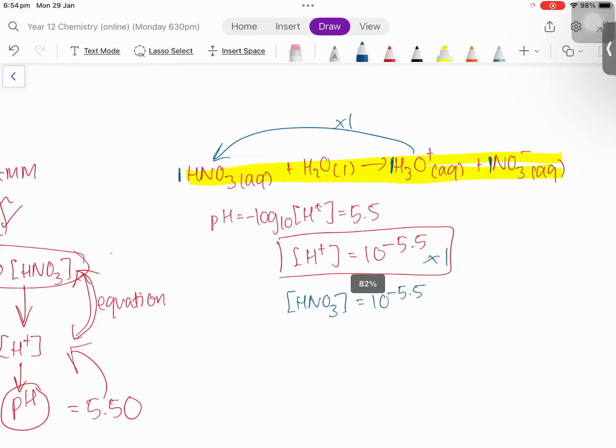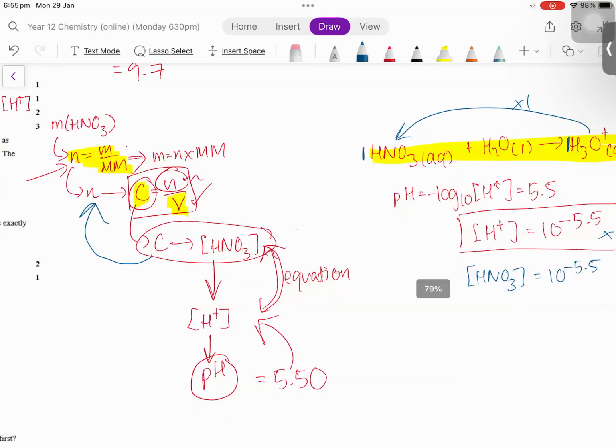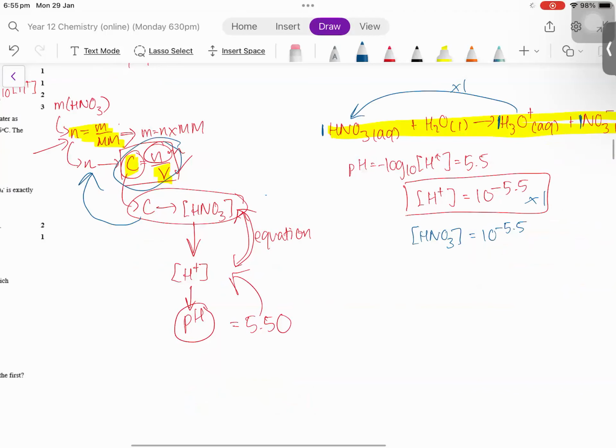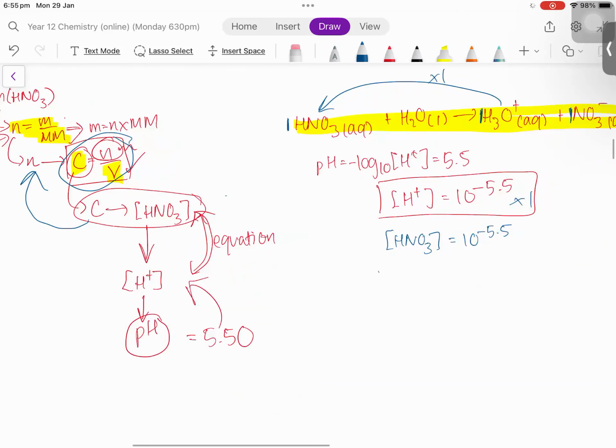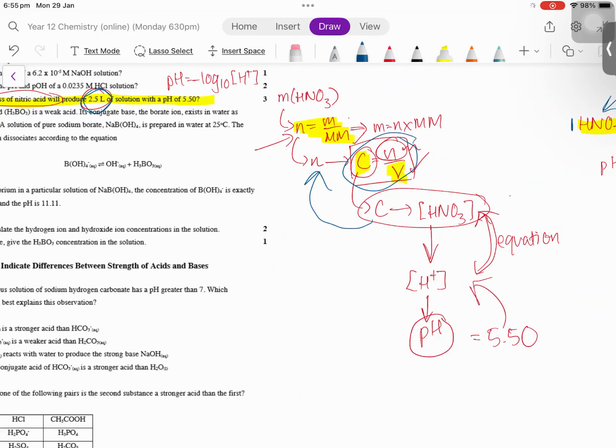Well done. Okay, working backwards again. I've now got my concentration of my acid. I trace my steps back. I use the concentration of the acid to get moles using the C is equal to n on V equation. So n, because that's what I'm looking for, I'm tracing my steps back, is C times V. So that's 10 to the minus 5.5 molar times the volume they gave me in the question, which was 2.5 liters.